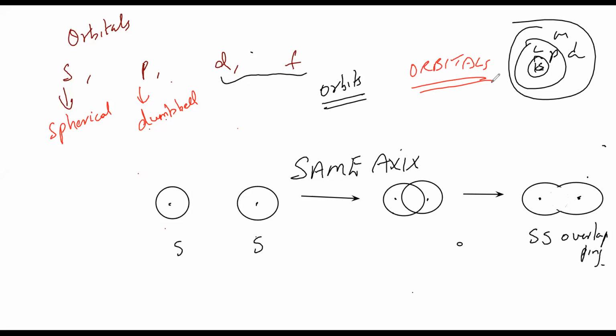So what I'm trying to tell is, in the SS overlapping, it will be on the same axis. The bond formed here is called a sigma bond, or S bond.